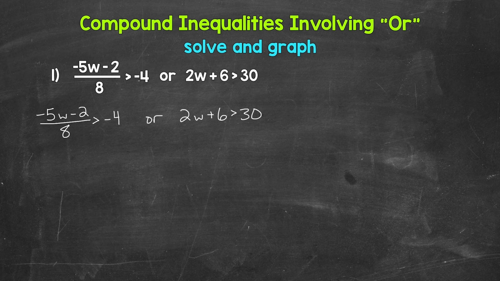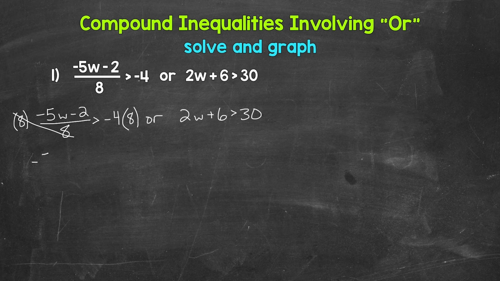Let's start by solving -5w minus 2 over 8 is greater than -4. So we need to isolate that variable of w. We need to start by undoing the division, dividing by 8. The inverse operation of division is multiplication. So let's multiply the left side by 8. That means we need to multiply the right side by 8 as well. Now the 8's on the left cancel each other out.